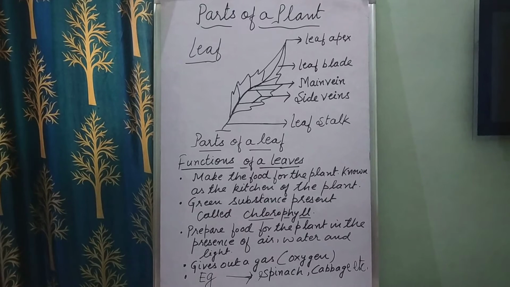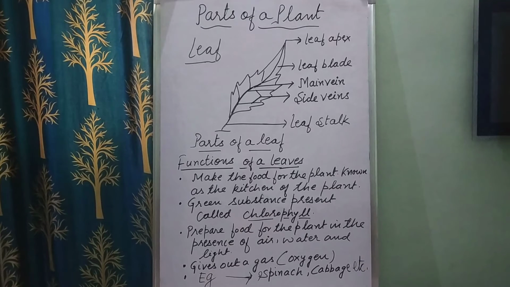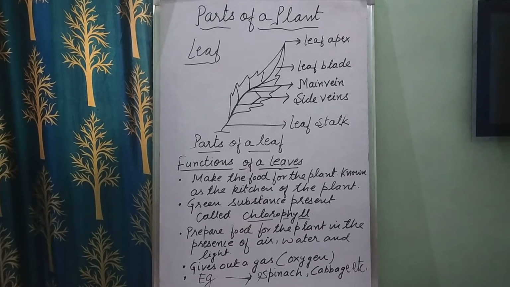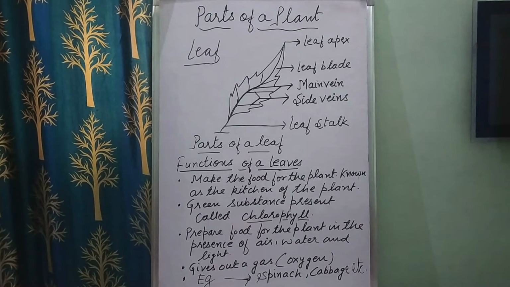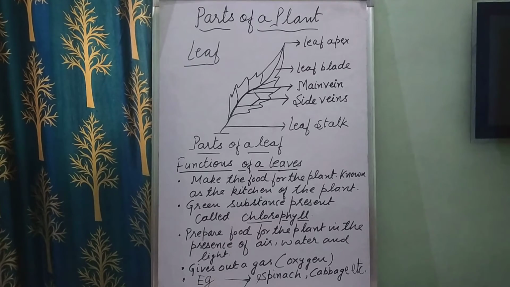The leaves have a green colored substance called chlorophyll. This chlorophyll helps them to prepare food. Leaves prepare food with the help of water and a gas called carbon dioxide, in the presence of sunlight and chlorophyll, right? They get water from the soil and carbon dioxide from the air. This process is called photosynthesis, right?